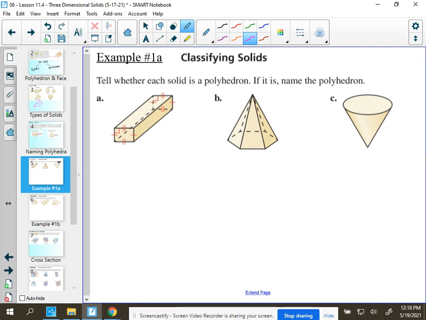Going through it, I look at my bases, using probably the most specific piece that I have. When I look here, I see from the markings that that's a rectangle, and I've got a rectangle in the back as well. So we would call this a rectangular. Is this a polyhedron? Yes, it's a rectangular prism.